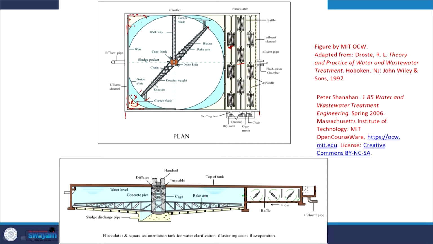Again, side view, as you can see, water coming in, you have baffles here, again mixing to provide flocculation, and then it comes in, right? And then it settles down as it goes through, and here you have these rake arms, circular rake arms that get the job done with respect to scraping the sludge.